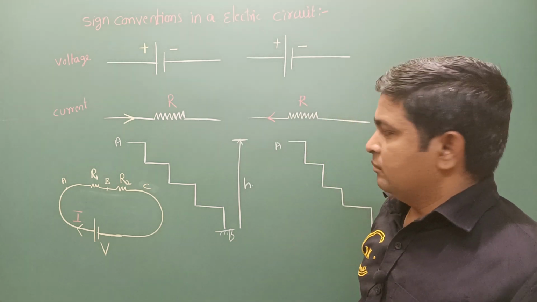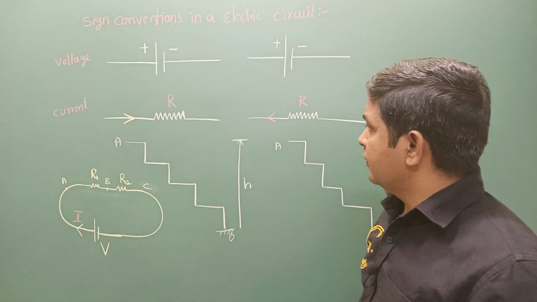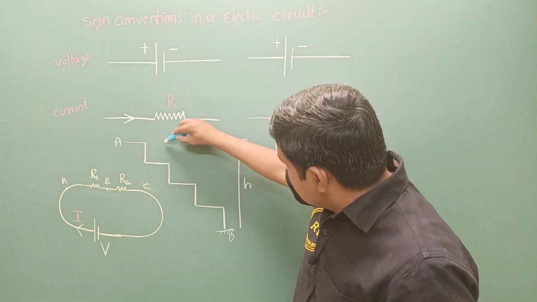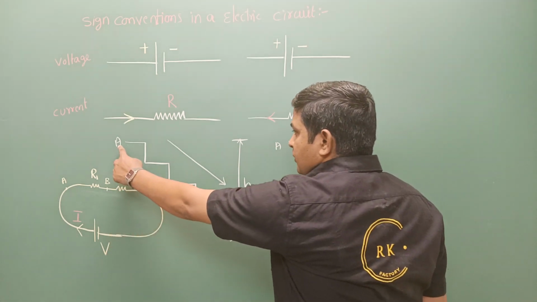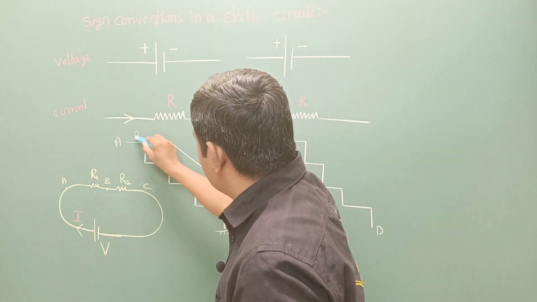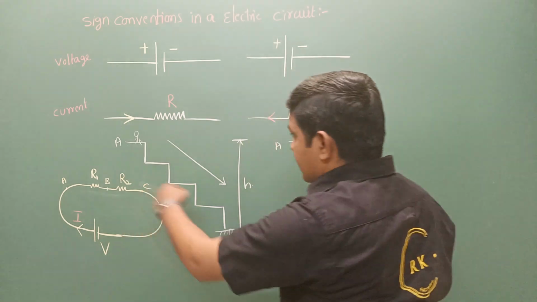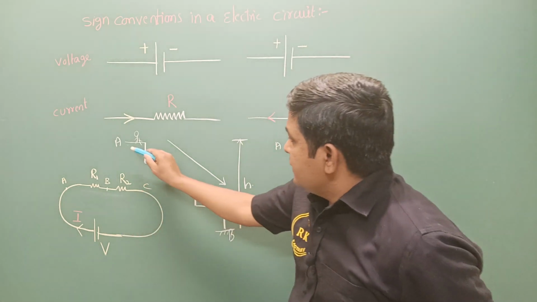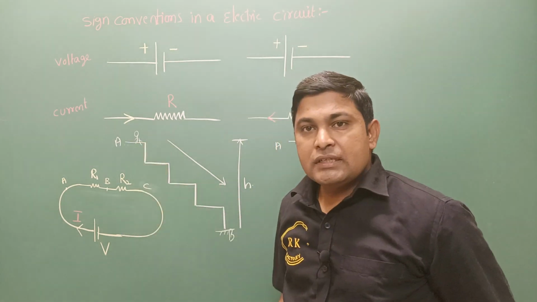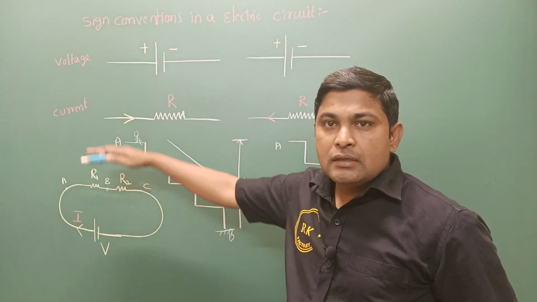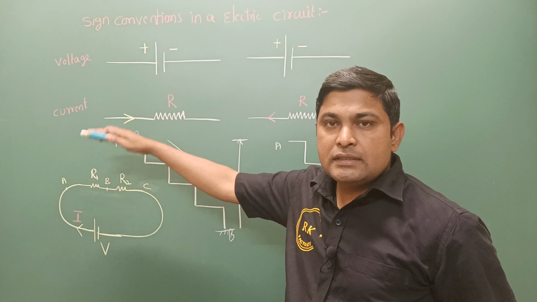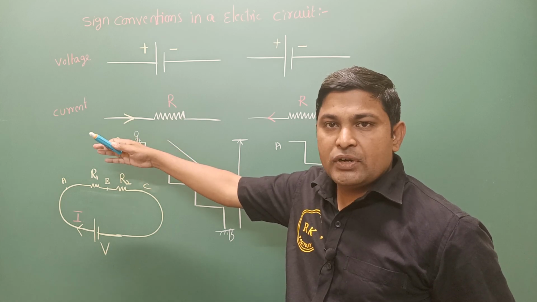If he is moving from A to B, it means he is traveling in this direction. If the person is coming from A to B, whenever he is at A, what about his potential energy? Surely it is greater, right? Because he is at more height, that's why he can have more potential energy.